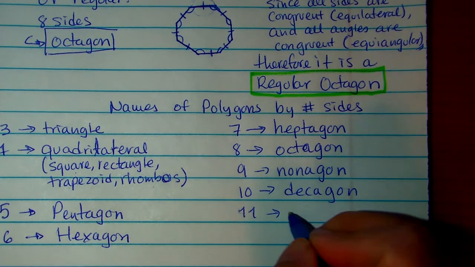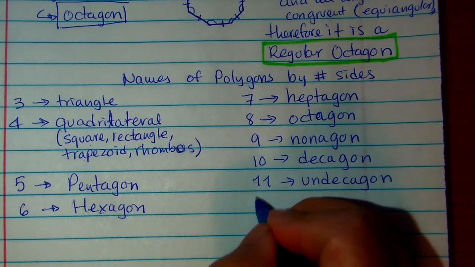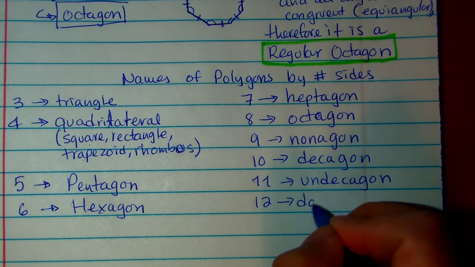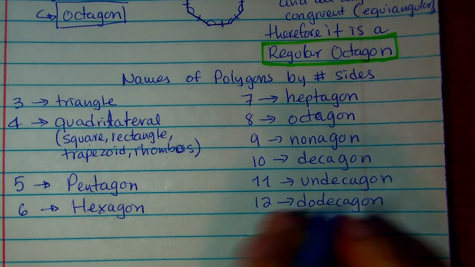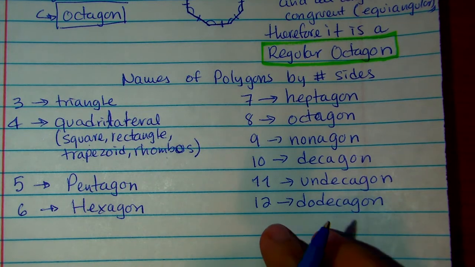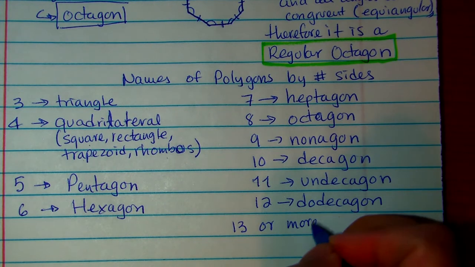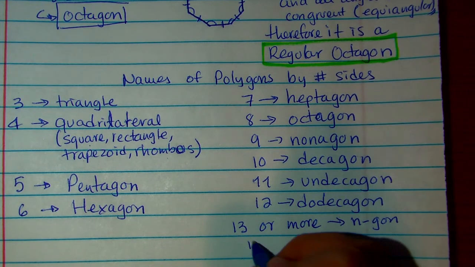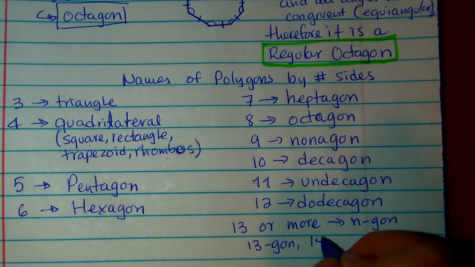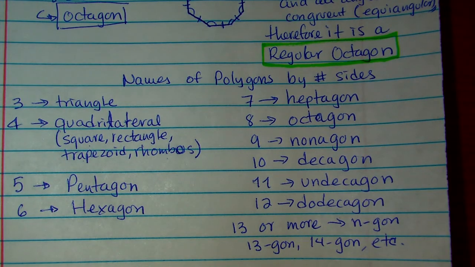11, undecagon. If it has 12, it's called the dodecagon. And I think I can only remember the names up to these numbers, okay? So after 13, so 13 or more, we go by n-gon, okay? So for example, 13-gon, 14-gon, etc. Okay? All right, so that's how we classify the polygons, by the number of sides, okay?